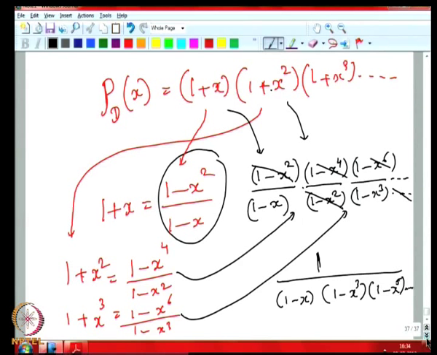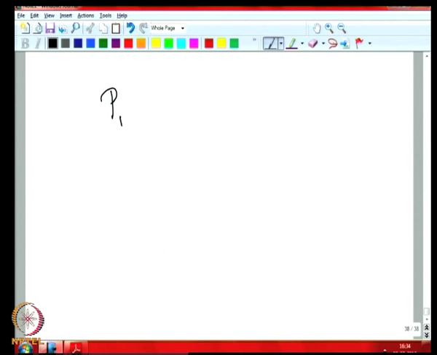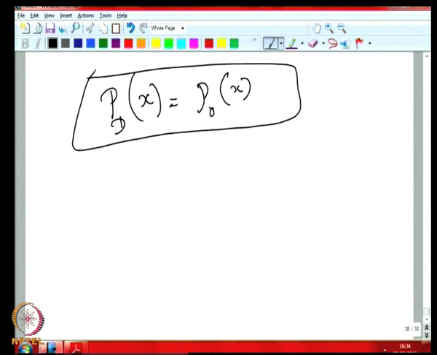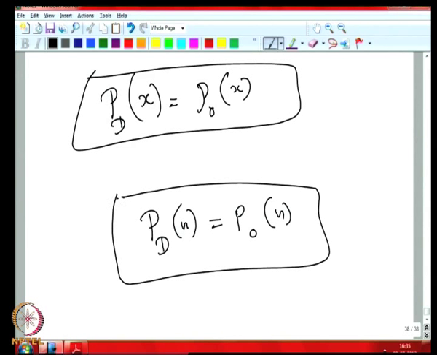So what we have seen now is, just by manipulating the generating function, we have got PD of x is equal to PO of x, right, which means that the generating function for the sequence corresponding to the number of partitions with distinct parts is the same as the generating function for the number of partitions with all odd parts. So it follows that PD of n is equal to PO of n. So very cute proof using generating functions, right.